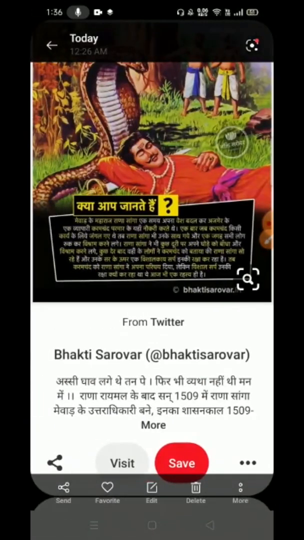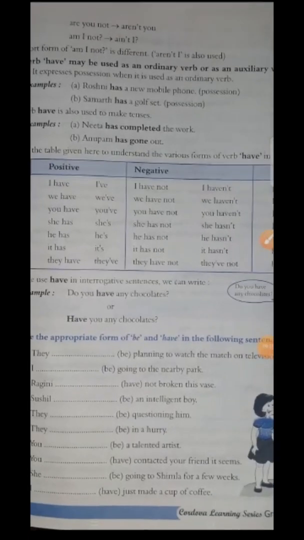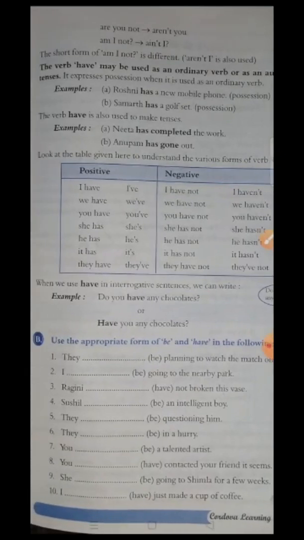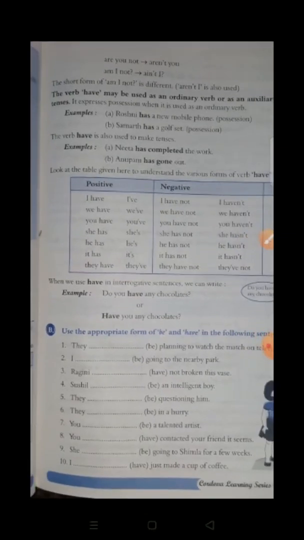So when we use have in an interrogative sentence, we can write, do you have any chocolates, or have you any chocolates. When you are writing an interrogative sentence, you are asking a question to someone or to yourself. So you will always write, do you have any chocolates, question mark, or have you any chocolates, question mark. When an interrogative sentence comes, you use a question mark and you are asking a question.